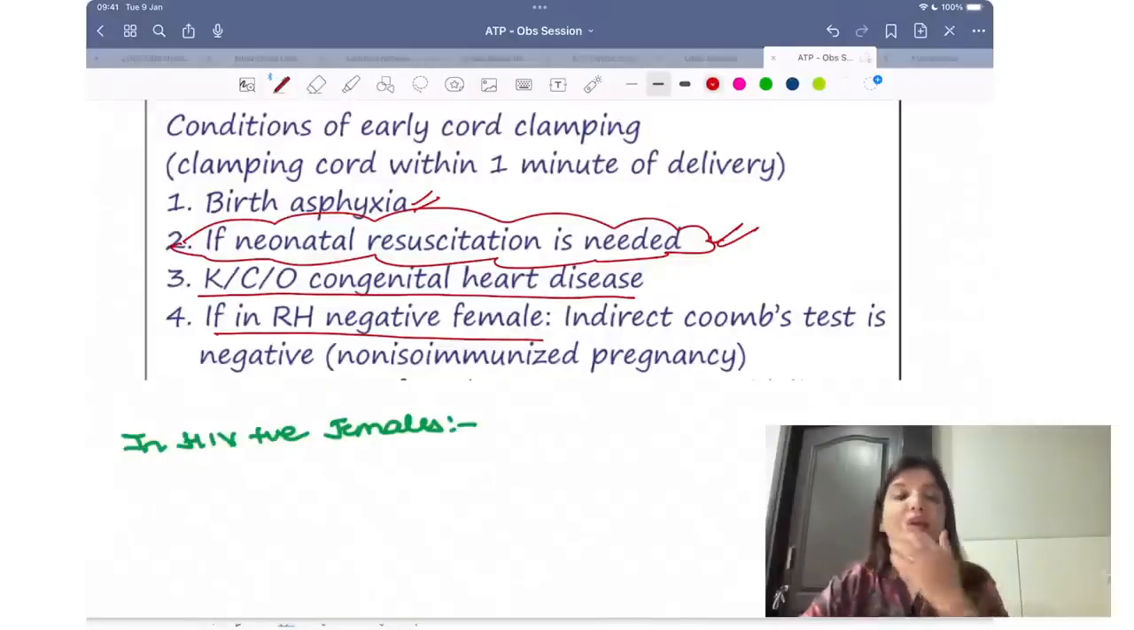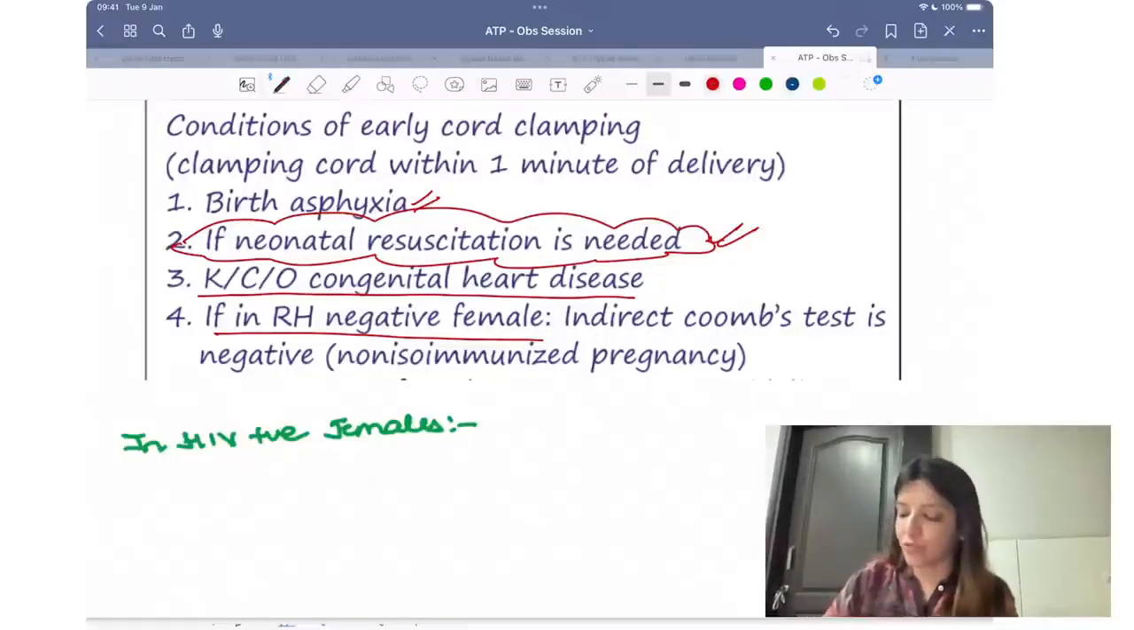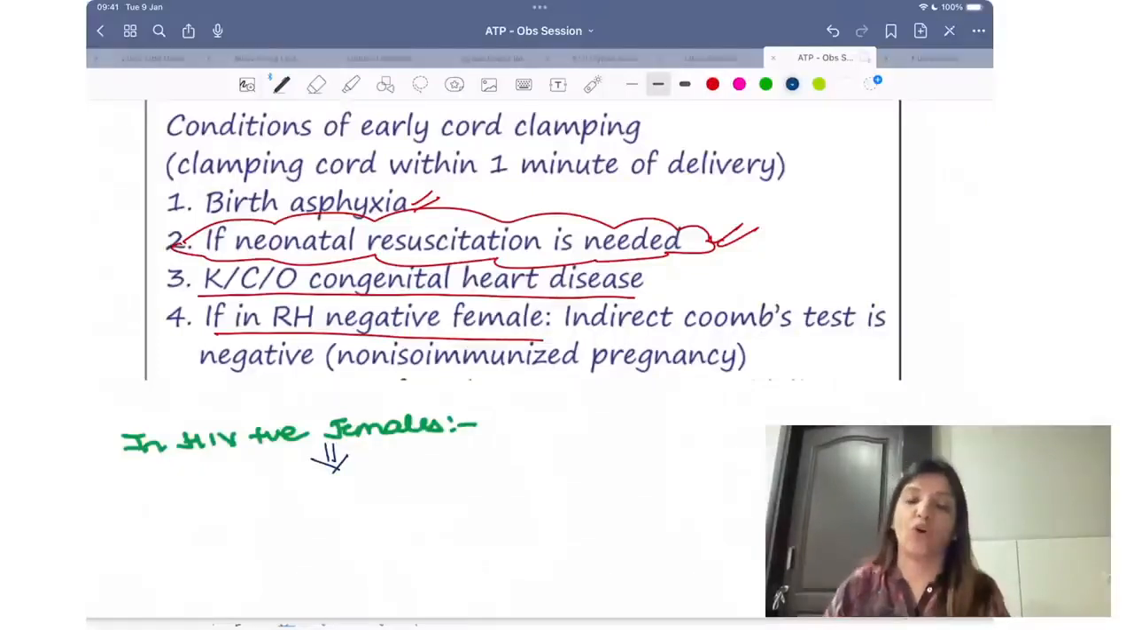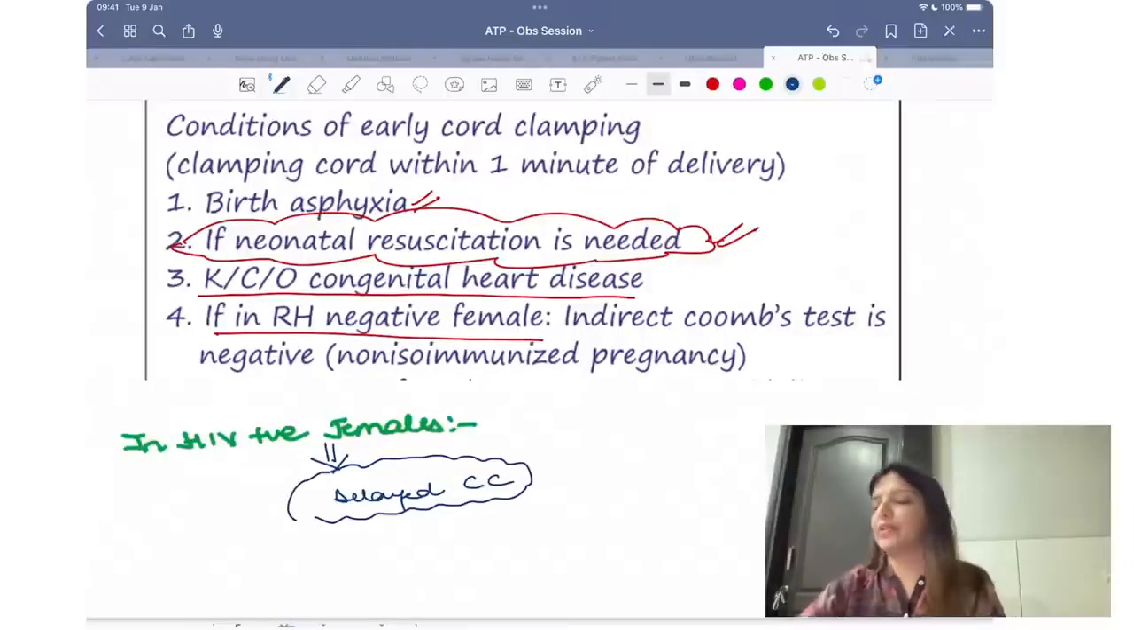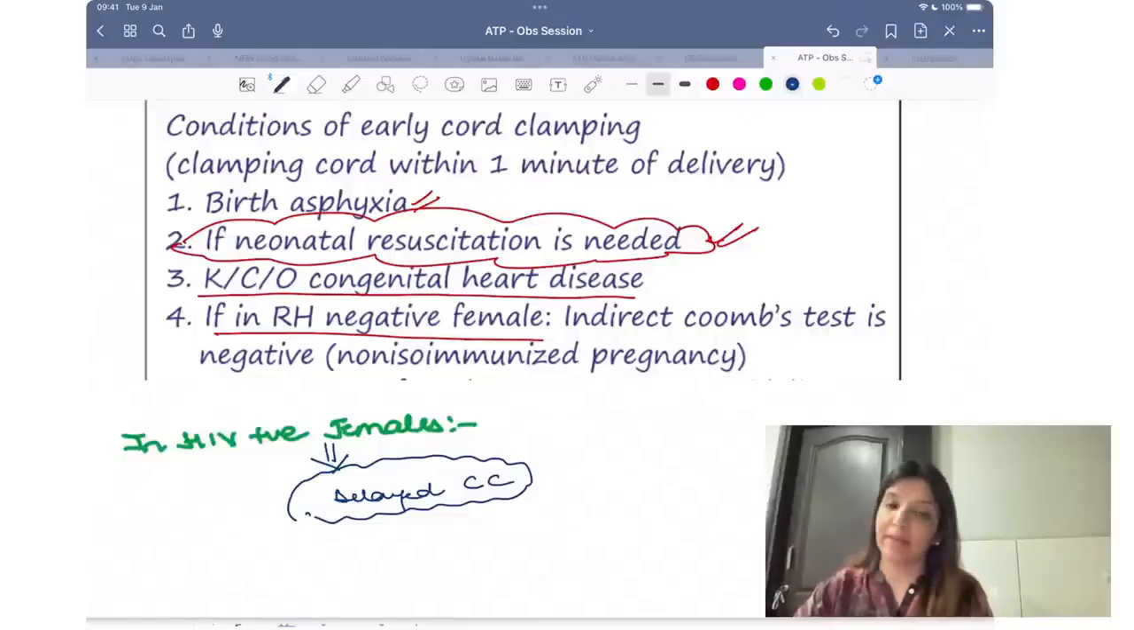requires neonatal resuscitation. Right? Now, when it comes to HIV positive females, till now the Government of India guidelines were saying that we have to go for early cord clamping. But now, whether it is NACO guidelines or WHO guidelines, everyone is saying that in HIV positive you have to do delayed cord clamping. So I want all of you to write this: delayed cord clamping. NACO has also changed its guidelines and it is delayed cord clamping.